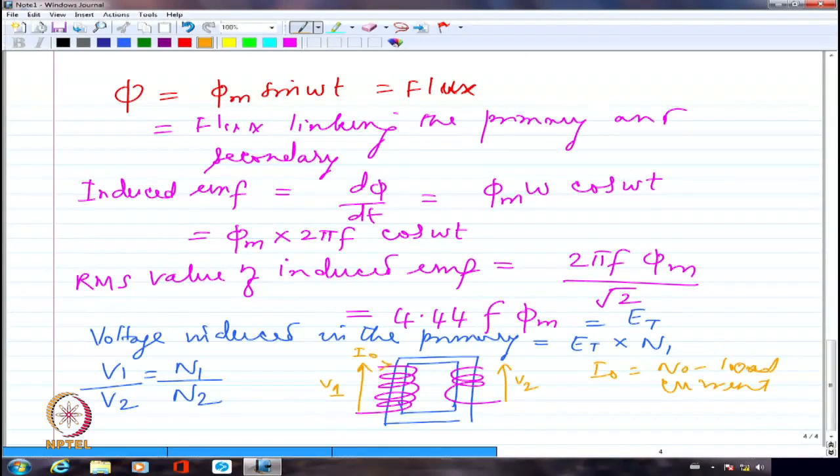Very clearly, if it is an air core transformer, even the no load current will be very large. I hope you understand. Even when I don't have any load, to establish the flux itself I will require quite a good amount of current or MMF, because of the high reluctance of the air gap. So if the core is made up of air, it is an air core transformer, then I am going to require a very, very large current even under no load condition. Got it?